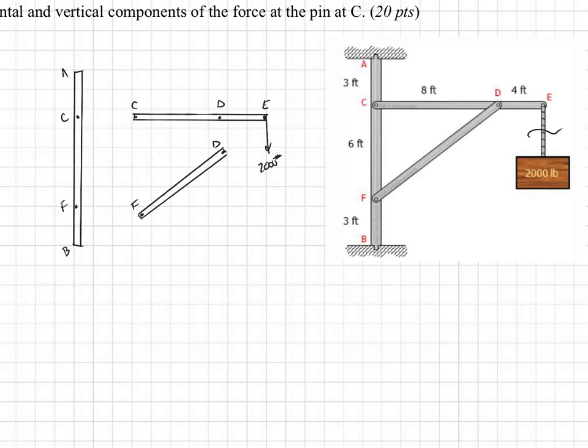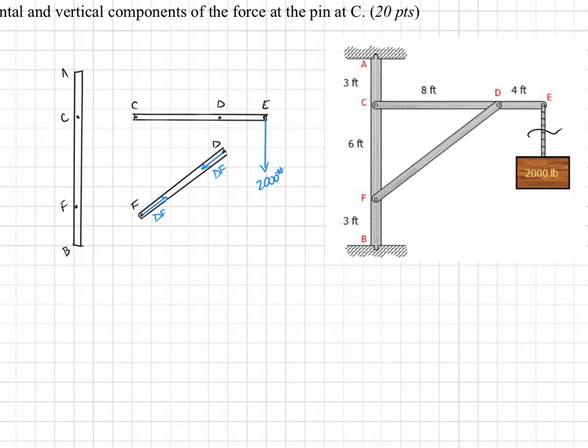Now, I don't usually do this, but I think I'm going to do it now. I think I'm going to start thinking for myself about which way I think these forces are going to go. So I know E is down 2,000 pounds. And hopefully it should be clear to you that member DF is going to be in compression, right? So basically, it's going to be pushed on this way and this way. Okay, so that's compression.